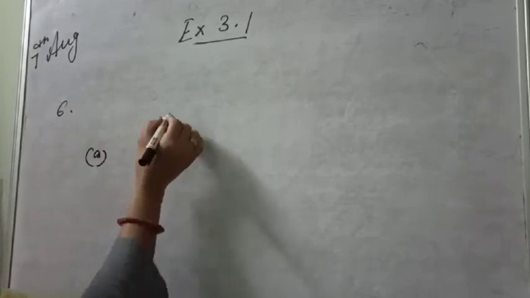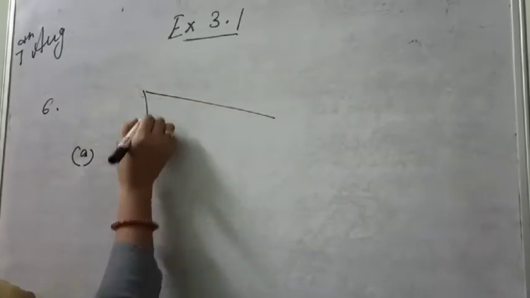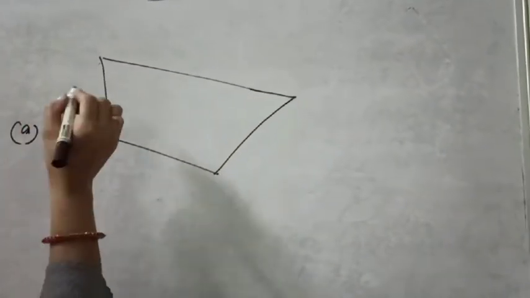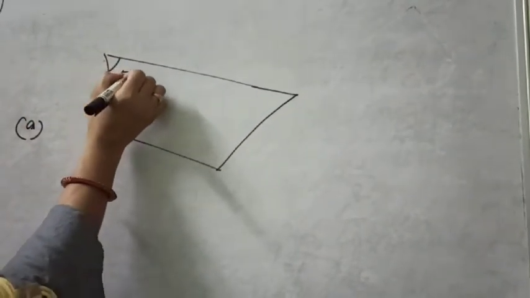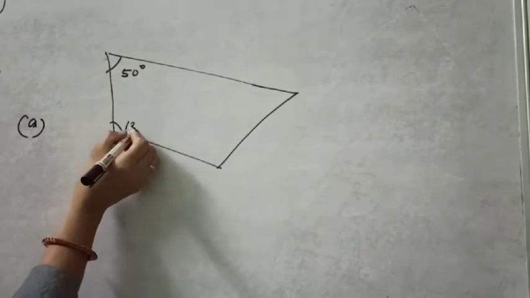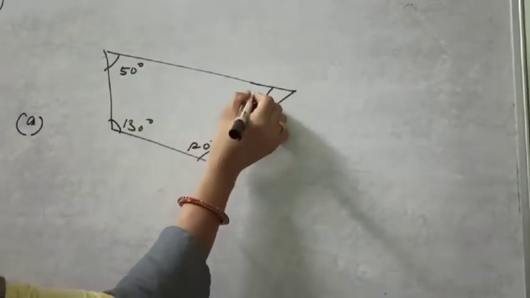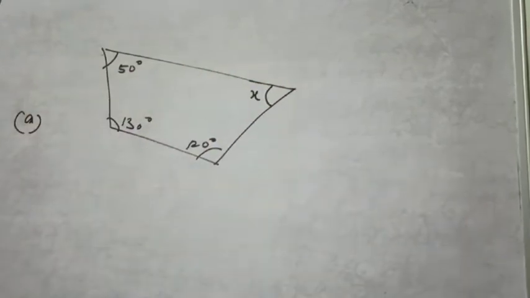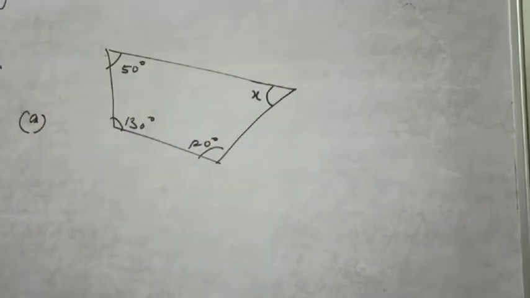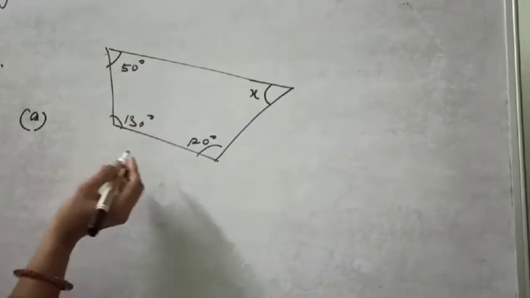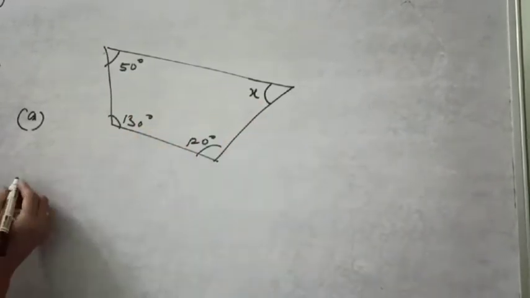Now in the A part, suppose the figure is like this. It's given to you in your books. The first part is like this. This angle is given to you as 50 degree. This angle is given to you as 130. This one is 120 and this is angle X. Only one angle is asked, the fourth angle. So it's very much clear by which property you are going to calculate the 4 angles: the angle sum property you will be using.